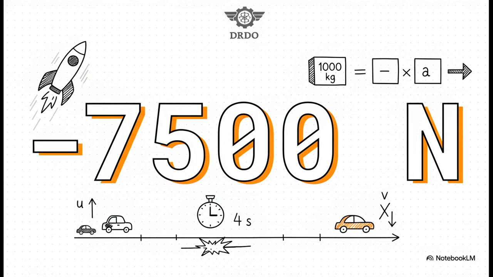First up, acceleration. The final velocity is 0 because we're stopping, and the initial was 30. We divide that by the time, 4 seconds. So 0 minus 30 is negative 30. Divide that by 4 and you get an acceleration of negative 7.5 meters per second squared. Now for step 2, we plug that into F equals m times a. So that's 1,000 kilos times negative 7.5, which gives us our answer, negative 7,500 newtons.